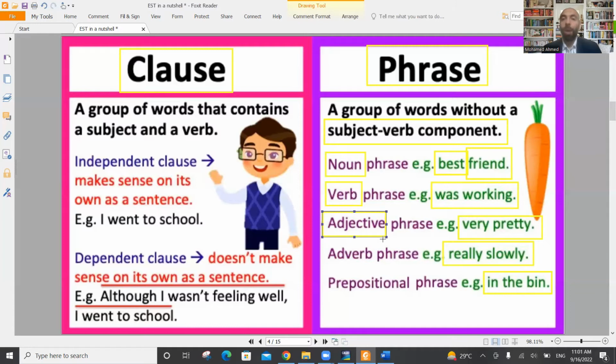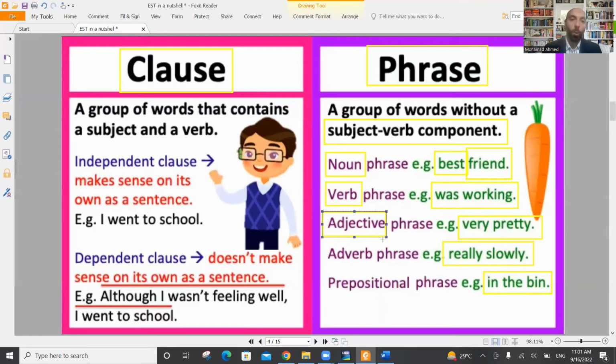So, for example, the first one, the noun phrase, best friend. I want to talk about my friend, but best is an adjective to describe it. So together they can act like that, doing the same job in a sentence as a noun. Actually, you're going to talk about all types of phrases later on. Don't worry, but today I want you only to understand what a phrase is and what a clause is. So a phrase is a group of words without a subject-verb component.